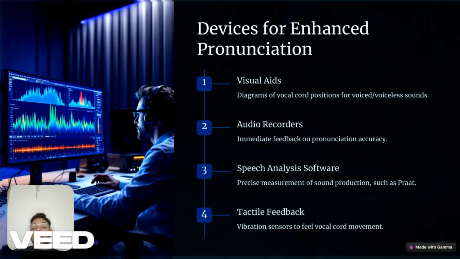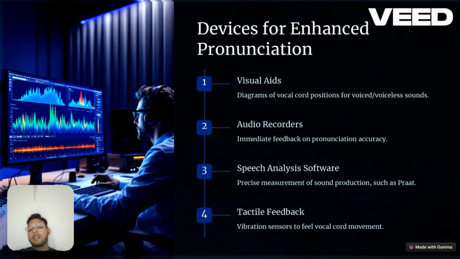Fourth one, tactile feedback. Tools that provide a physical sensation like vibration help learners understand when vocal cords are vibrating, voiced, or not, like voiceless. These are especially beneficial for learners who have different hearing differences.